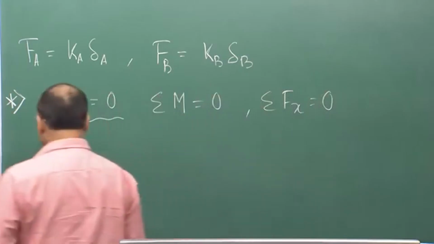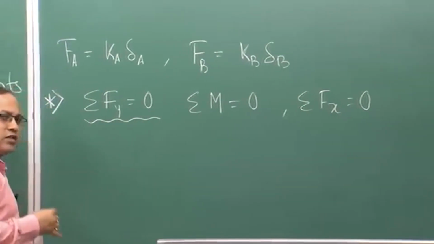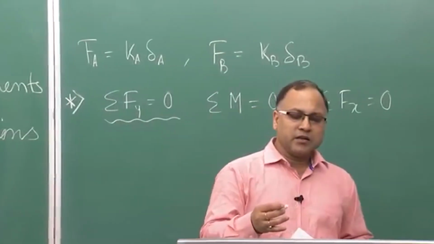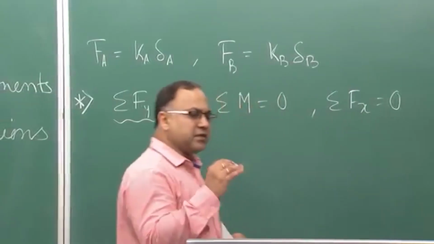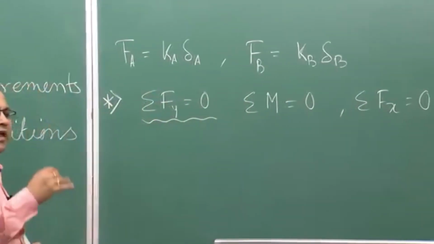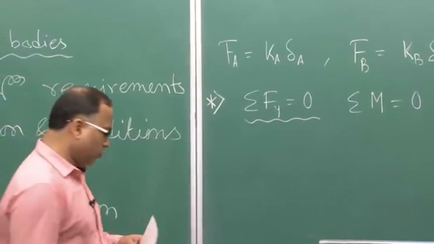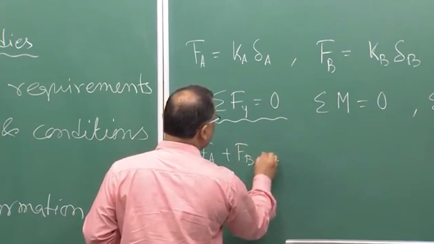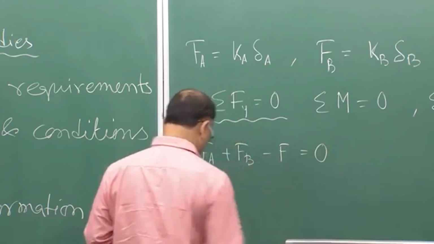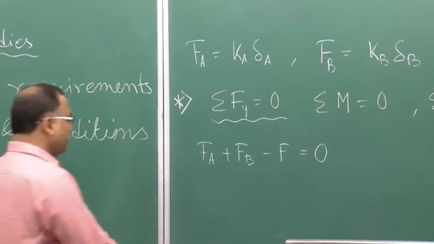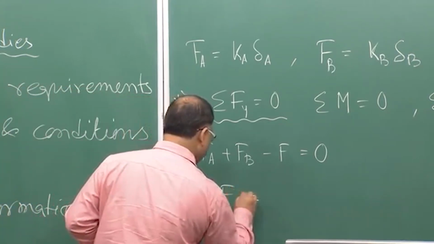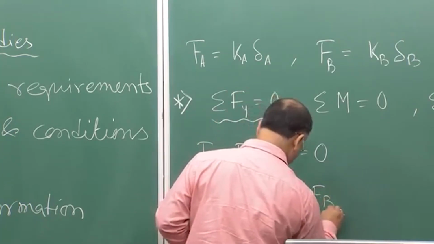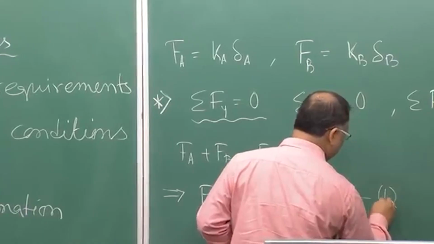So, what can we write? What forces are acting? If you consider the free body diagram of the piston as shown in the slide, F is acting downward, whereas F A and F B both are acting upward. So, we can simply write F A plus F B minus F equal to 0, right. From this I can simply write F equal to F A plus F B, that is equation 1.